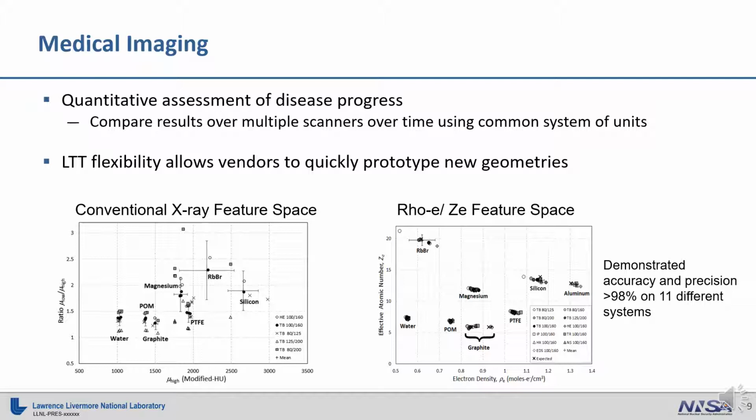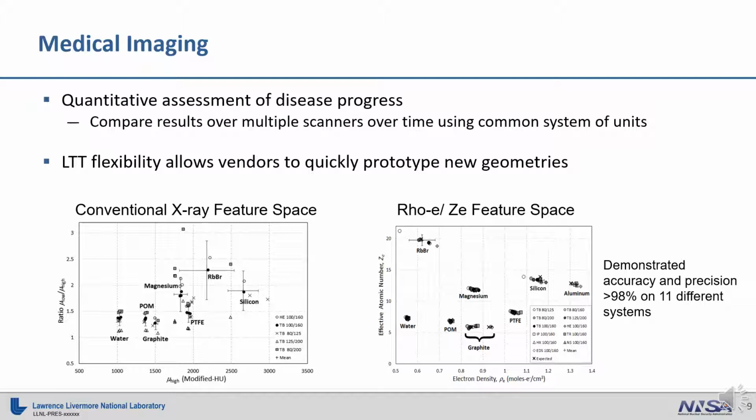The other thing that we thought would be good for medical imaging is that because it's so flexible, it will allow CT vendors to quickly prototype new geometries that they feel might perform certain imaging tasks better. As an example of the quantitative accuracy, I have some plots at the bottom of this slide. This is data for dual energy CT. You take a scanner and scan an object at 2 different X-ray energy settings, and then you put them on a plot.